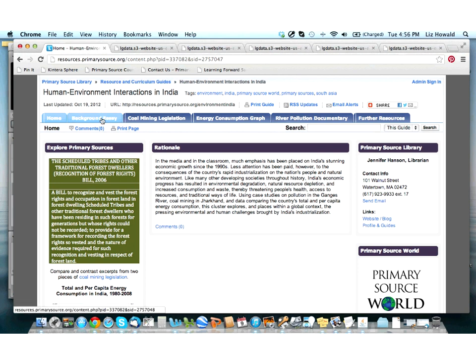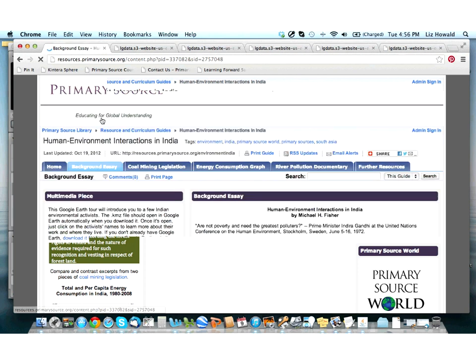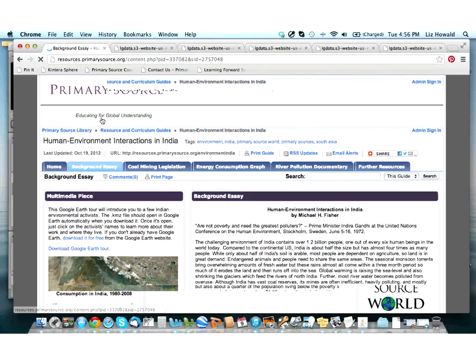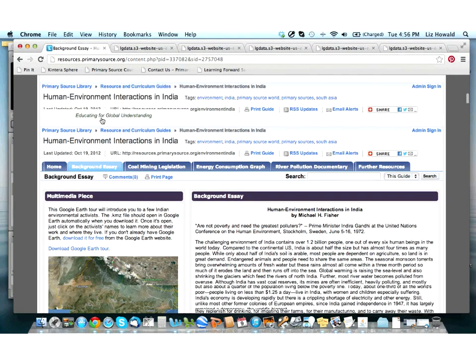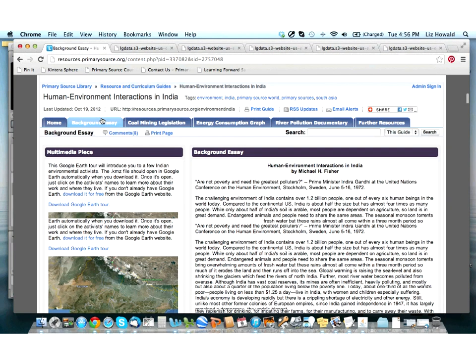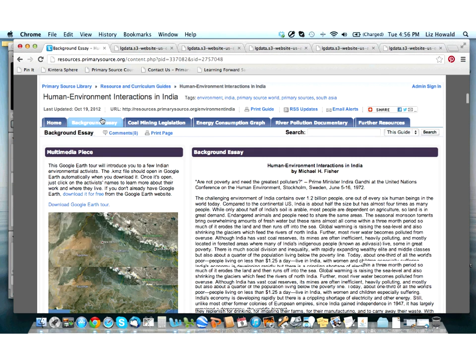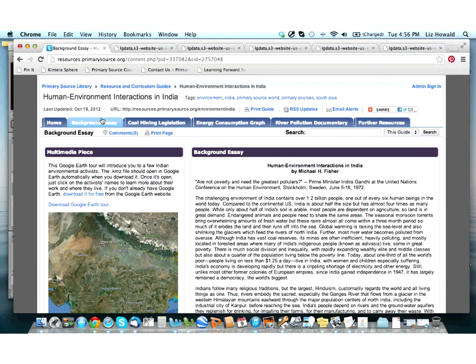You'll see that there's a tab here called Background Essay, and by clicking on this first tab, you'll access a scholar-authored background essay that was created specifically for this cluster, focusing on human-environmental interactions in India. For this essay, we had Michael Fisher of Oberlin College, who not only wrote the essay, but also vetted all of the resources and activities for balance and accuracy, so that you can teach using these lessons and resources knowing that they're scholar-approved and really high quality.